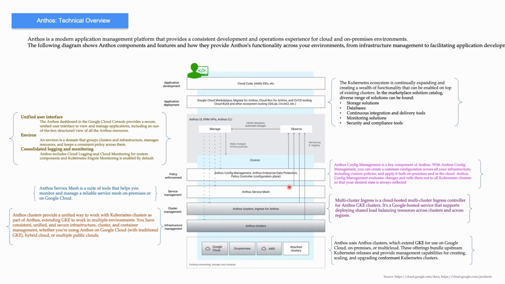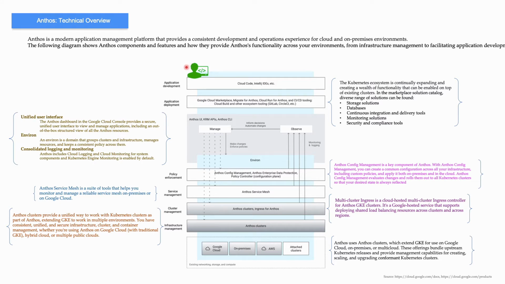So it's a very famous diagram from Google where they try to list each and every component that is part of the stack required for Anthos. Anthos is a modern application management platform that provides a consistent development and operations experience. Now that's very important: a consistent development and operations experience for cloud and on-premises environments. So this is the diagram. Now let's look at it from the top.